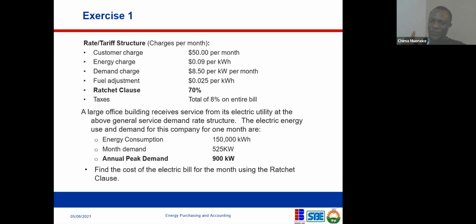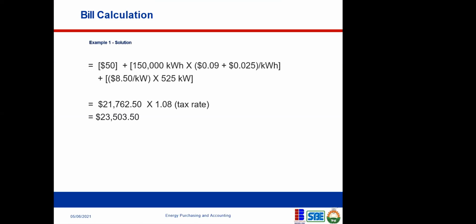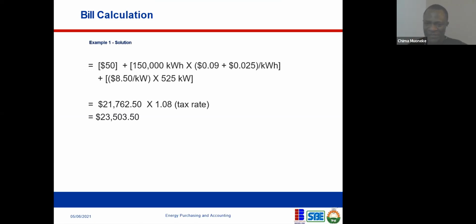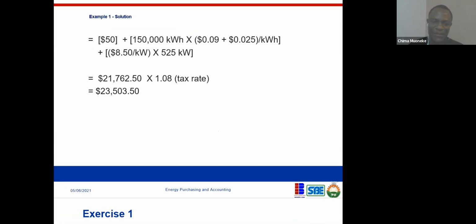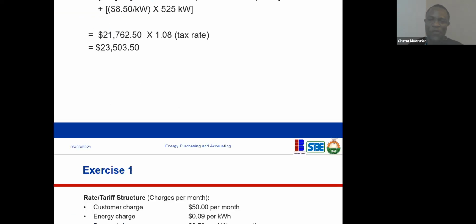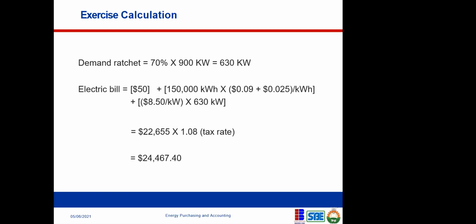I don't know if it's clear. So for this very customer, if we use the normal demand, this is his bill. If we use his normal peak demand for the month, his bill is 23,503. But because sometime in the year, he has touched 900 kilowatt, which is what we don't want. So if we look at the normal calculation, it's giving us 23,005. But if we now introduce the ratchet, it's giving us 24,004. If I am the utility company, I will use ratchet for him. I will bill him based on ratchet. Okay. Because the ratchet is higher.